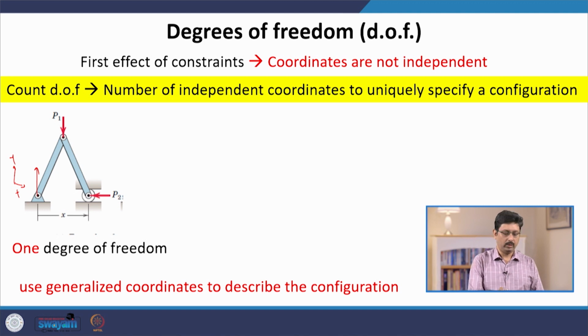That is not the only choice. For example, you can also take the distance between this support and this support, as shown in this figure, as your independent variable. You can immediately see that if you specify this distance, which is, if I take this as my origin, nothing but x3, then because of the other two equations the position of this point is automatically fixed.